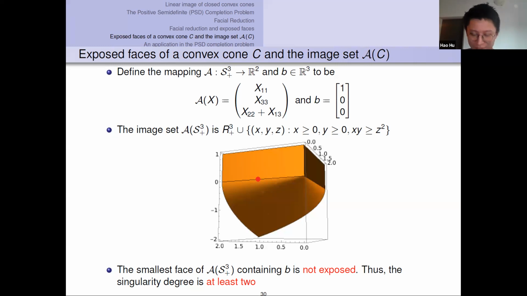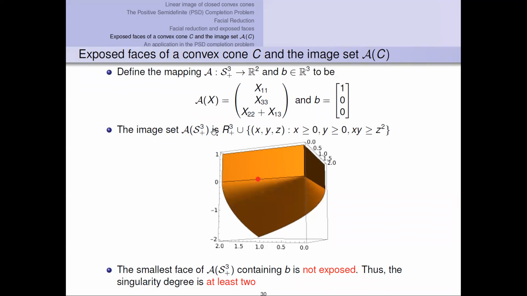Yeah, the thing is, the structure of the linear image is also very complicated. So in general, it's pretty non-trivial to check. This is my conjecture, I don't know. But in this paper, only singularity degree 1 is discussed.